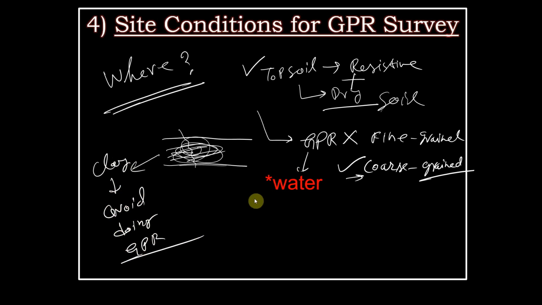Why does water have a dielectric constant, or epsilon r, around 81 or 80? It is a game changer for GPR investigation. Below, suppose you were mapping a water table at some depth. This is the saturated zone, and this is the unsaturated zone.